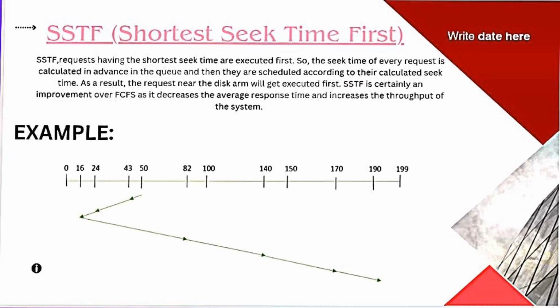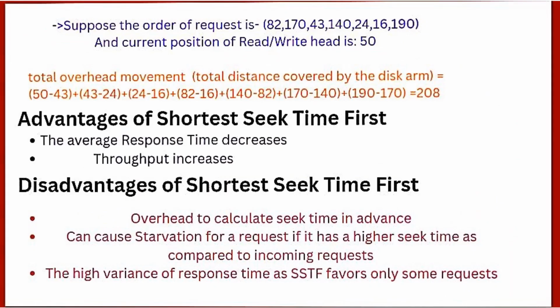Shortest seek time first is certainly an improvement over FCFS, as it decreases the average response time and increases the throughput of the system. We can see an example. Some advantages are that the average response time decreases and throughput increases.